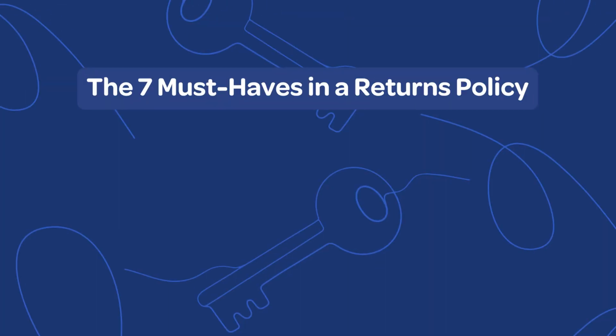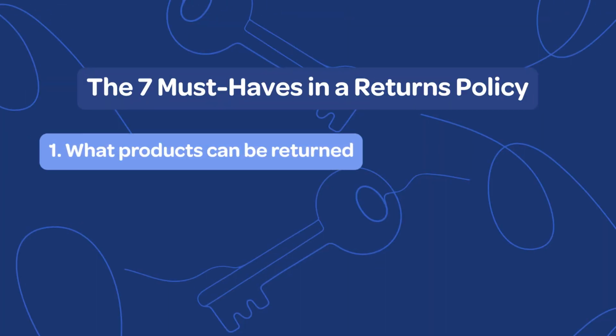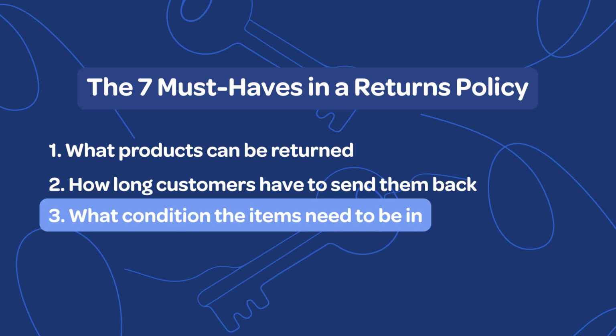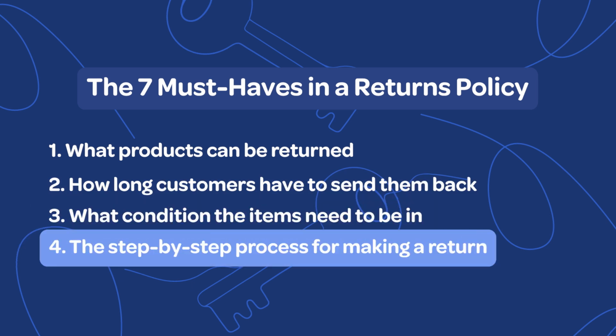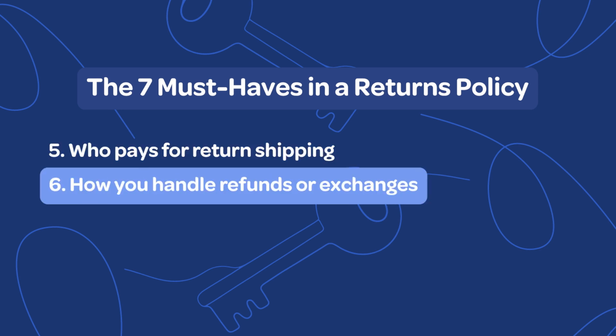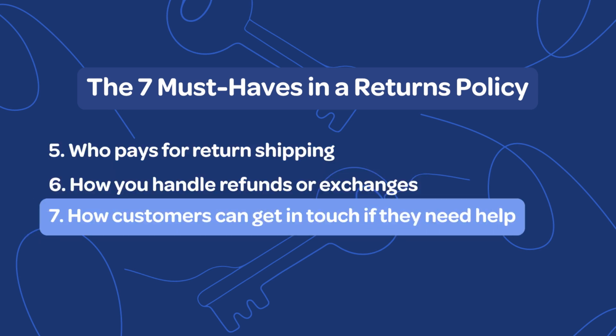To help get you there, your policy should have these 7 things. What products can be returned, how long customers have to send them back, what condition the items need to be in, the step-by-step process for making a return, who pays for return shipping, how you handle refunds or exchanges, and how customers can get in touch if they need help. Okay, let's now build this together step by step using our template.